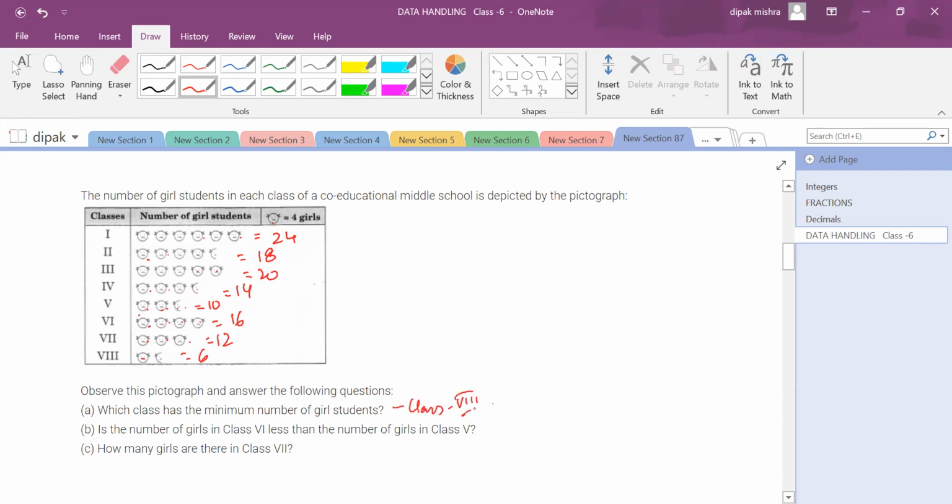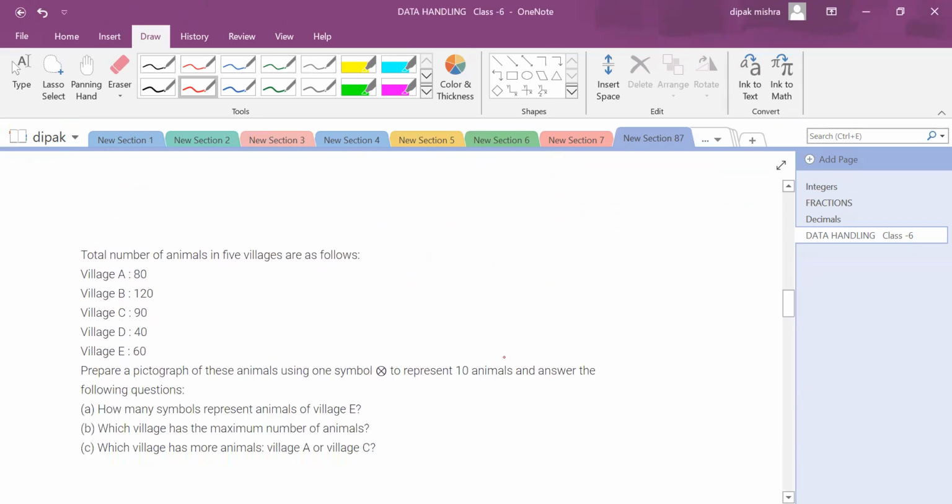Is the number of girls in class 6 less than the number of girls in class 5? Class 6 has 16, class 5 has 10, so it is not less. The answer is no, obviously. How many girls are there in class 7? There are 3 boxes, so it is equal to 12. So the number of girls in class 7 is 12 students. Let's move on to the next question now.